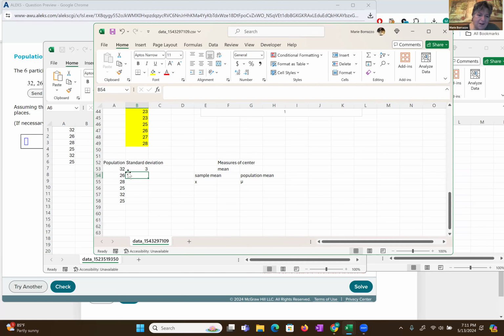So again, it's equals STDEV.P, P for population. You highlight all the data and it does the formula for you. If not, you have to find the average, subtract every single one from the average, square them, and take the square root. That's too much. So in this case, just 3.